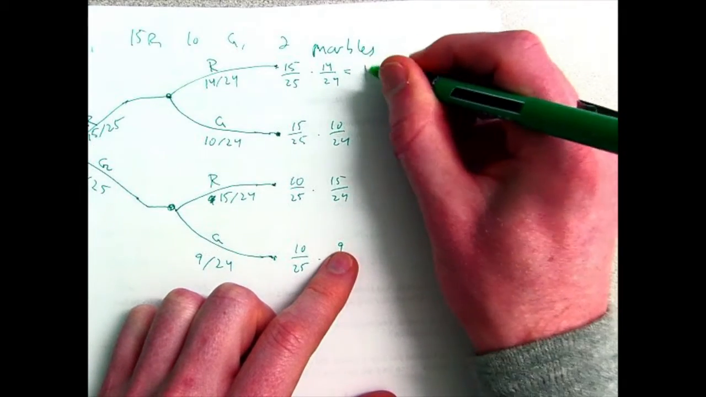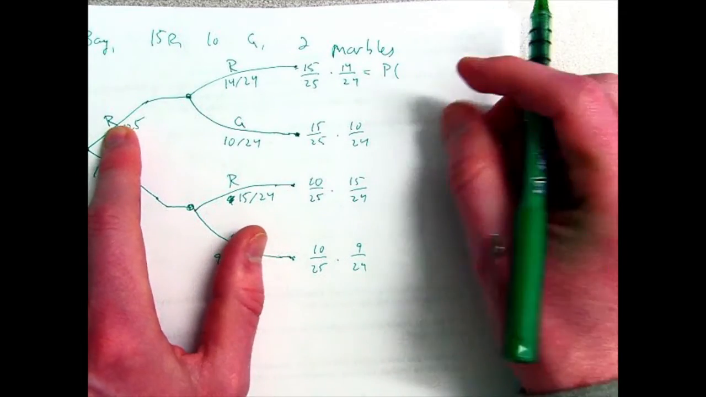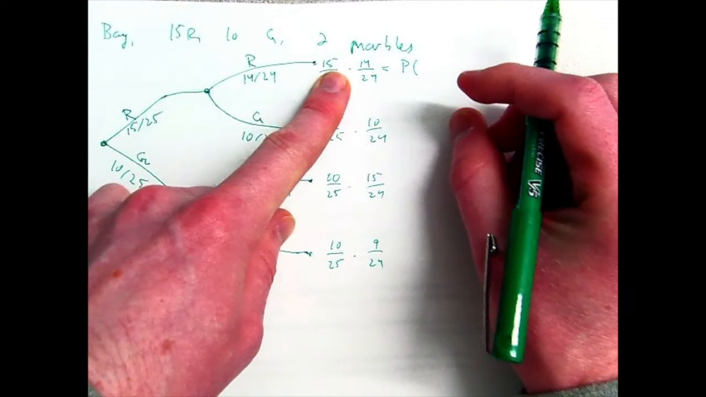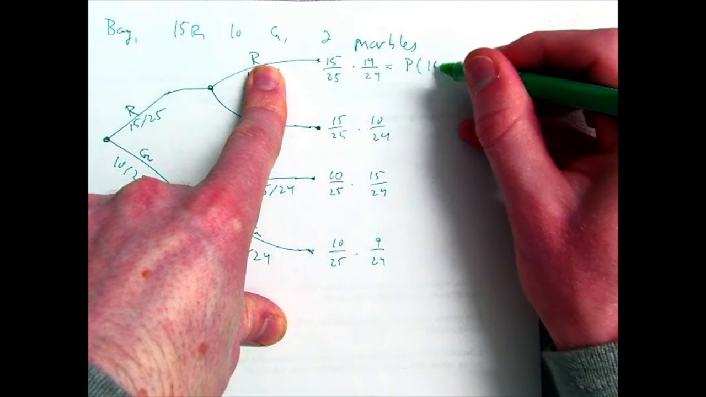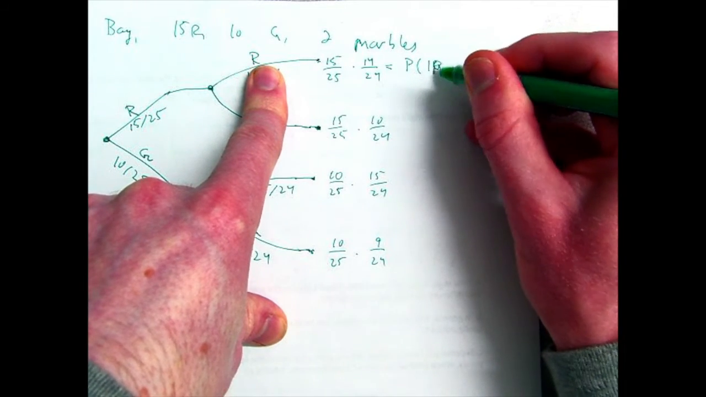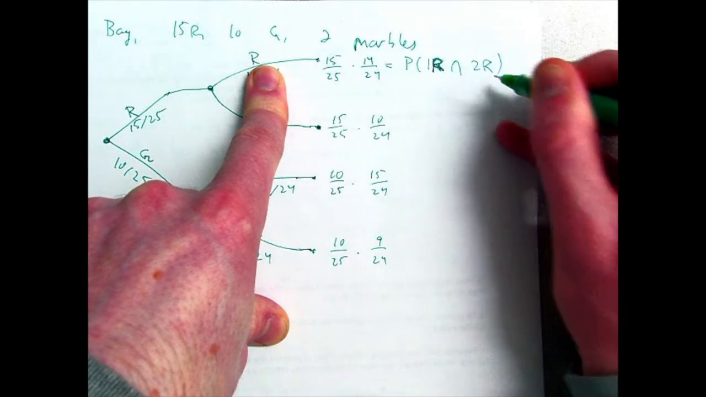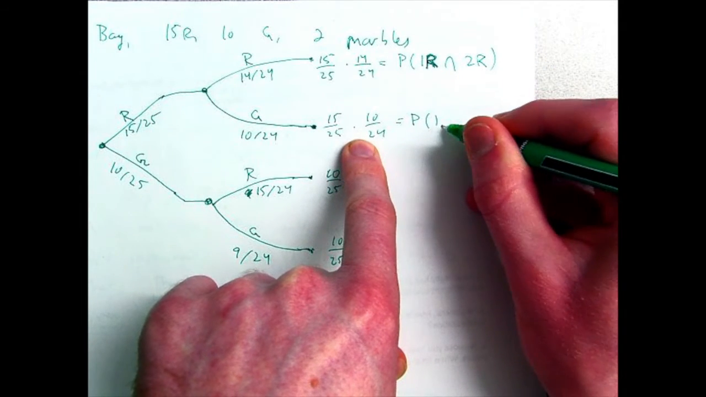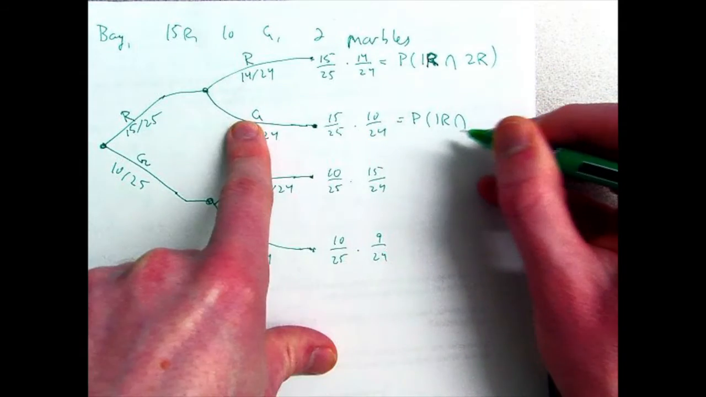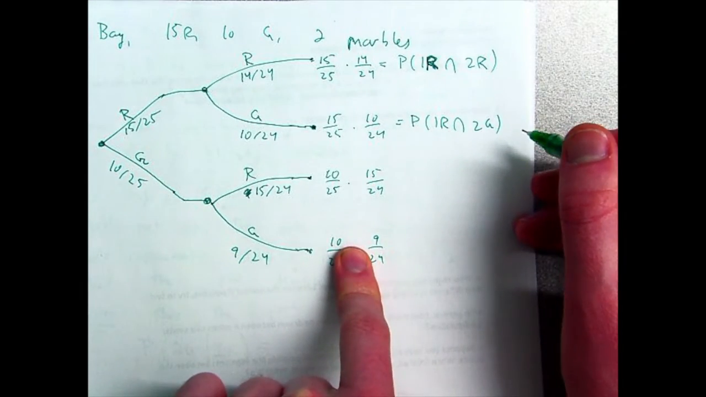This thing here is the probability that these events occur in sequence. It's the probability that your first marble's red and your second marble's red. That would be the probability that your first marble's red and your second marble is green. Okay, so that's what these things represent.